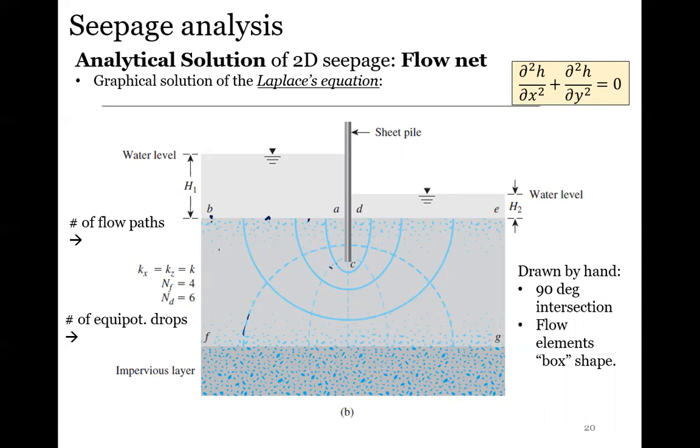So this is a graphical solution, which means it's an estimate. It's a graphical solution of Laplace's equation. And these are called flow nets. Do you guys cover this in other classes at all?